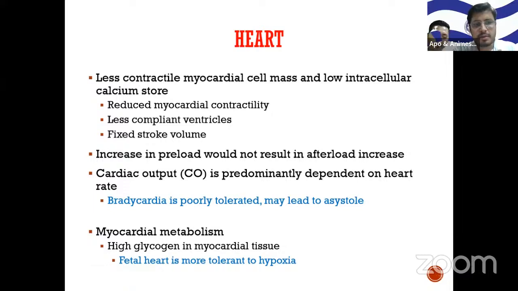Thank you, sir. So the myocardium has high glycogen stores, as it is accustomed to the hypoxemic environment in utero. So the fetal heart is quite more tolerant to hypoxia as compared to the adult heart. So in case of hypoxia, the chances of ischemia are lesser as compared to the adult.